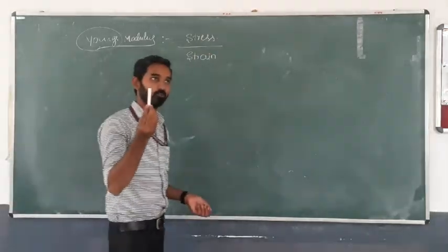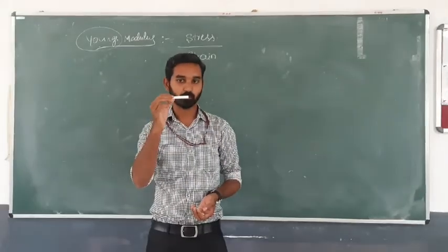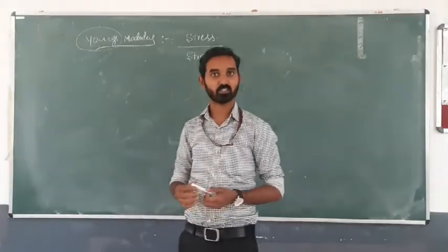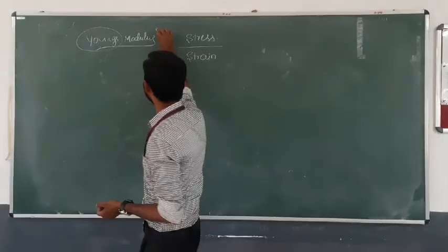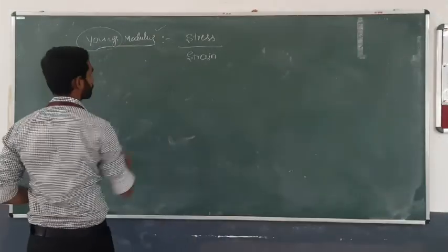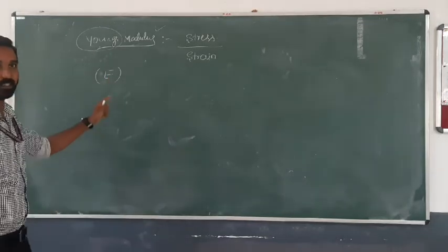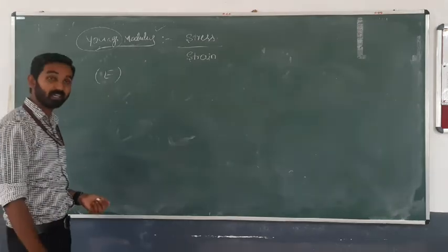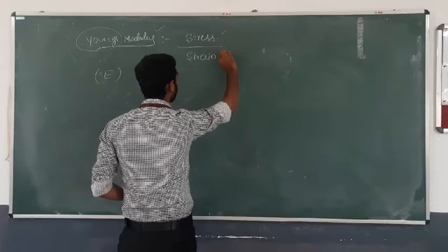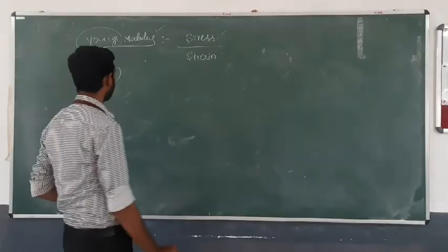Assuming we are taking a chalk piece as a material, what will be the property? It is the stress of the particular chalk piece divided by the strain of the chalk piece. That will be the Young's modulus constant, the value of Young's modulus, usually denoted by E. Stress of any material divided by strain of that particular material is known as Young's modulus.